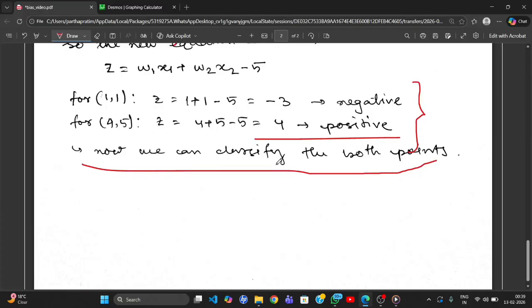Well, this was it. In another video, we'll see the implementation of it. We will see what happens when we are using the bias and when we are using no bias.